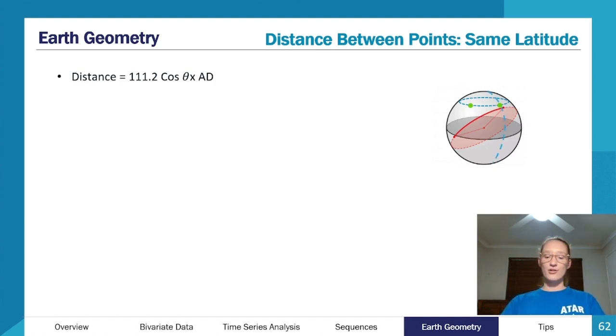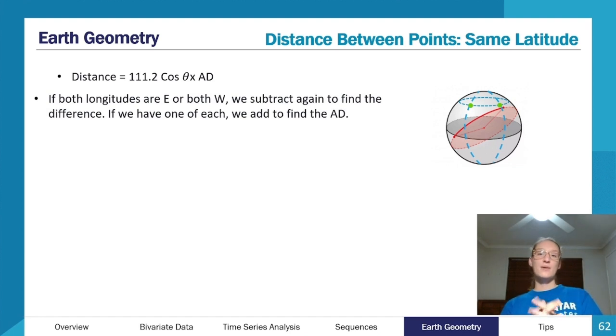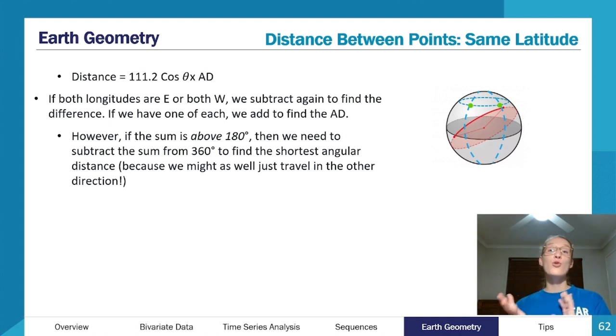In this example, I want to know the distance between my two green points. I can see they're on the same latitude, and they're both also on a meridian of longitude. And again, coming back to how we can find our angular distance: if both longitudes are east or both west, we subtract to find the distance. If we have one of each, we add to find the angular distance. Then there's also the little trick that if it's above 180, we need to subtract the sum from 360, and that's how we find the shortest angular distance.